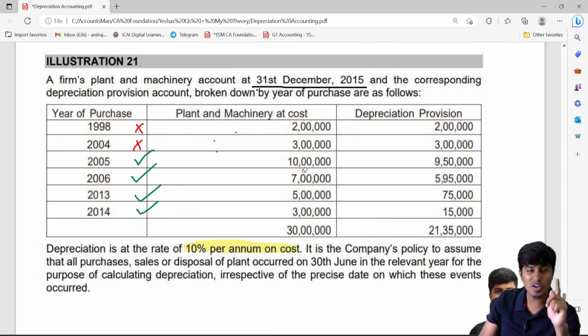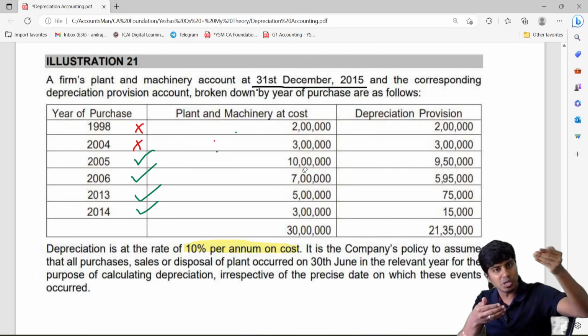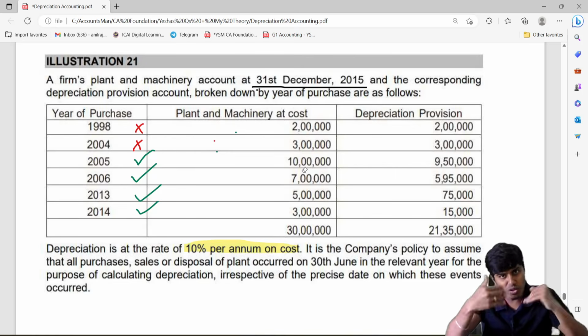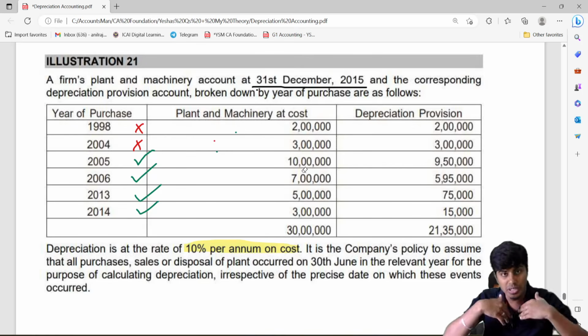And remember, all of this accounting should happen in the disposal account, meaning the original cost of the asset should be transferred to disposal. Accumulated depreciation on the asset sold should be transferred to disposal. Sale consideration should be written in disposal.